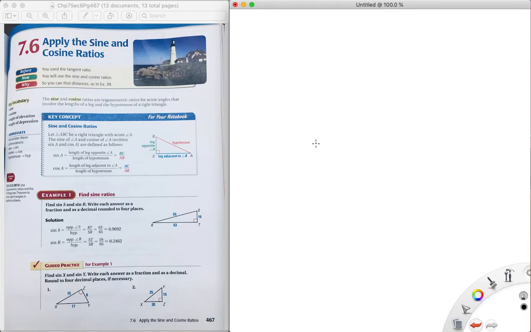Alright, so this is Honors Geo 7-6. We talked about last time SOHCAHTOA when it comes to trigonometric ratios. In 7.5 we talked about tangent being opposite over adjacent.